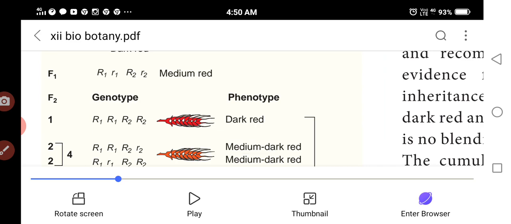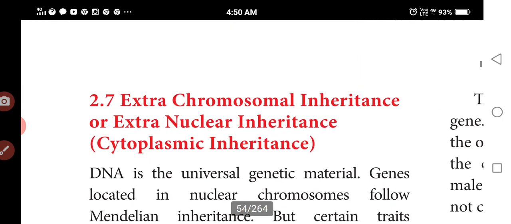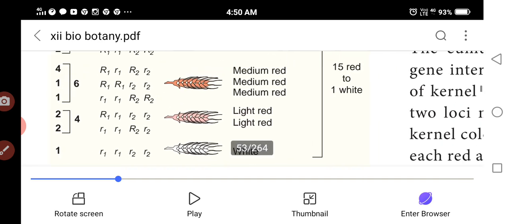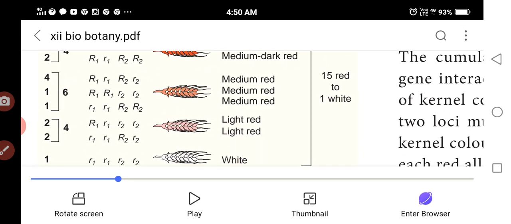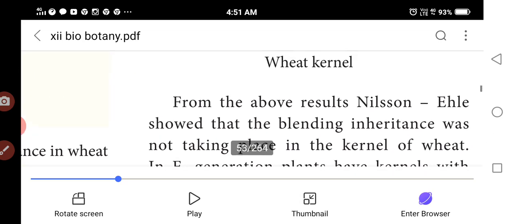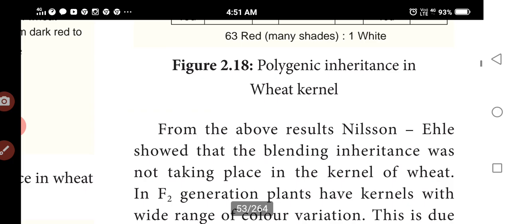Next we discussed the gamete formation. Gamete formation, segregation and recombination take place in polygenic inheritance.